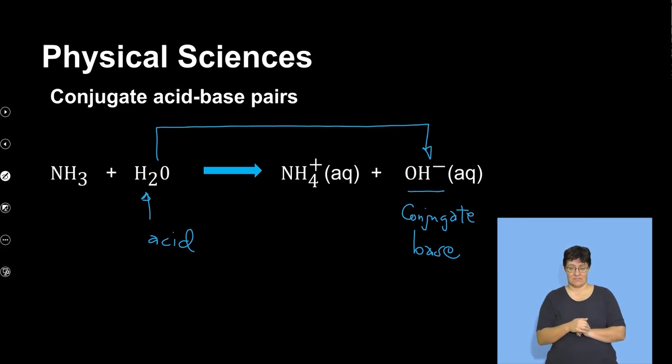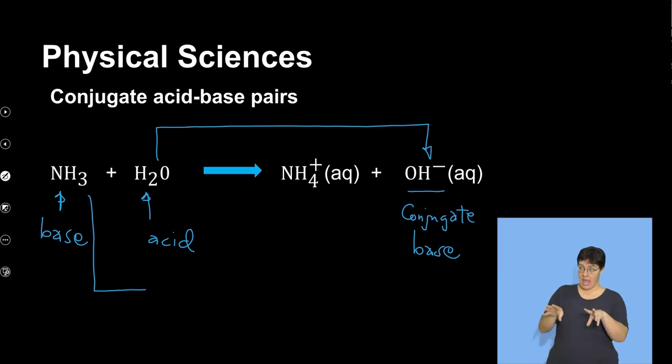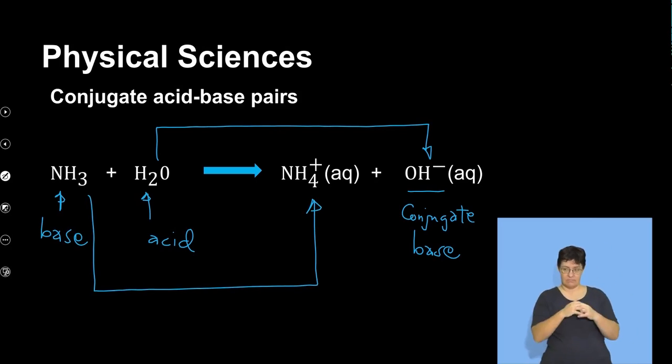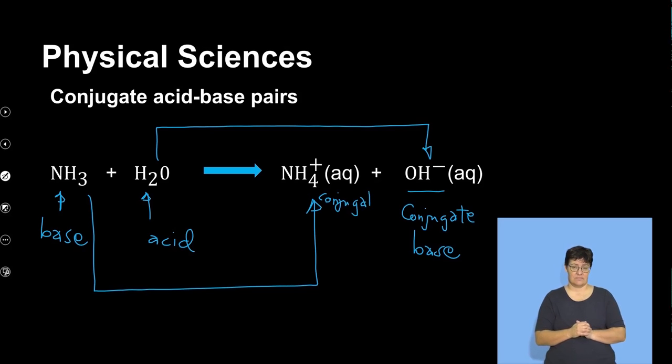And then also, if you look at ammonia, according to the Bronsted-Lowry theory of acids and bases, it is our base. If it accepts a proton, what happens? It forms the ammonium ion. So the ammonium ion, in the reverse reaction, becomes our conjugate acid. And also the difference is just that hydrogen atom, right?